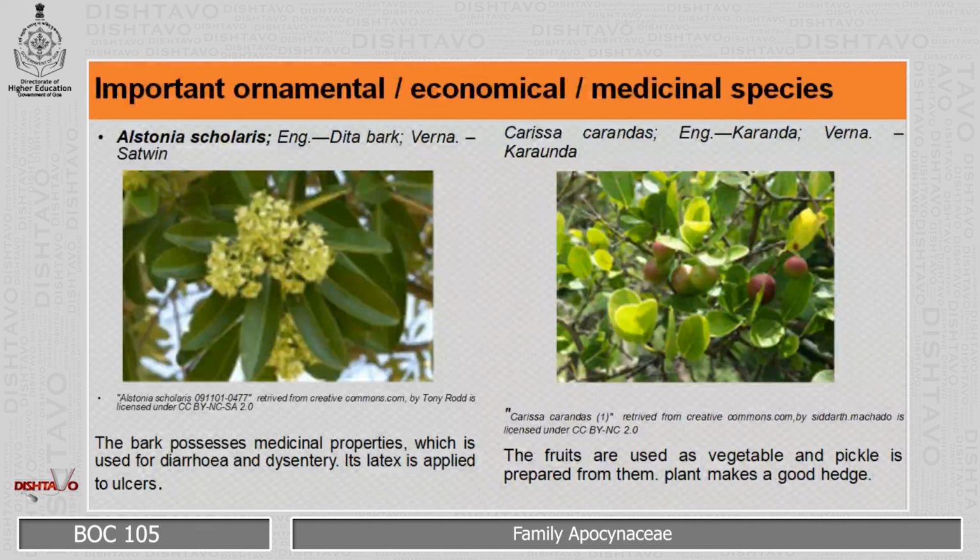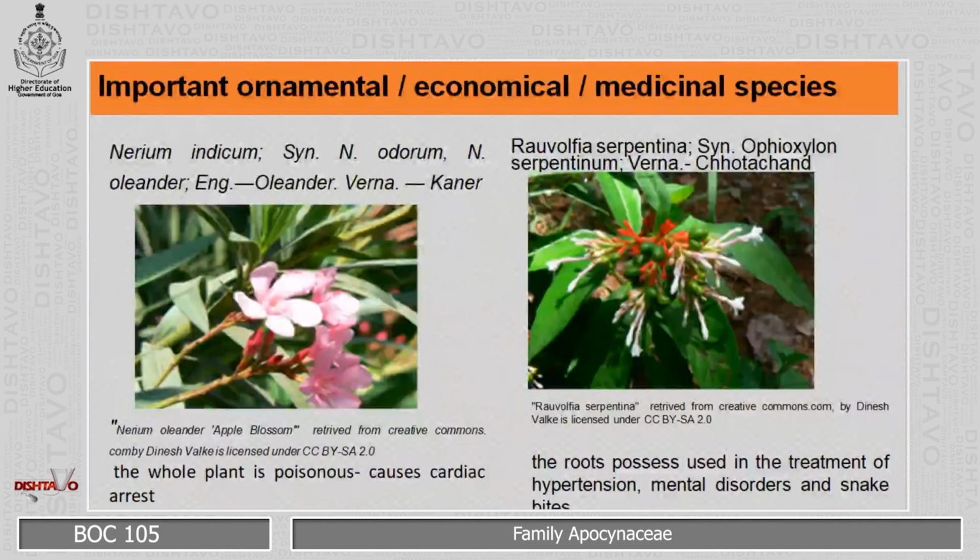They are wild growing, as well as you can cultivate them. They make a good hedge plant. Then Nerium indicum. This is very important, students, to know that Nerium is a poisonous plant, a very poisonous plant. It causes cardiac arrest. You find a number of times this plant is found in houses, in your gardens. So we have to be careful when children come closer to this. It can lead to coma, even the smoke of this when it is burnt.